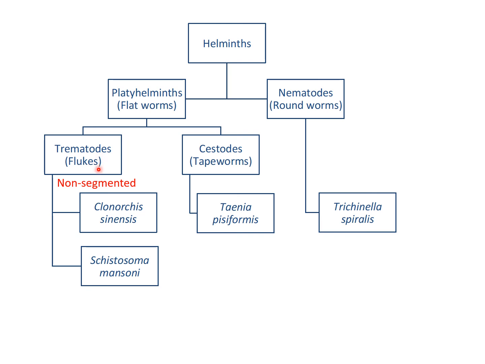Now flukes, under the microscope, they look like a flat body, and I'm going to show you an image. So they're not segmented because they're flat. On the other hand, tapeworms look like they are actually made up of blocks connected to each other. So under the microscope, you're going to see that they are segmented.